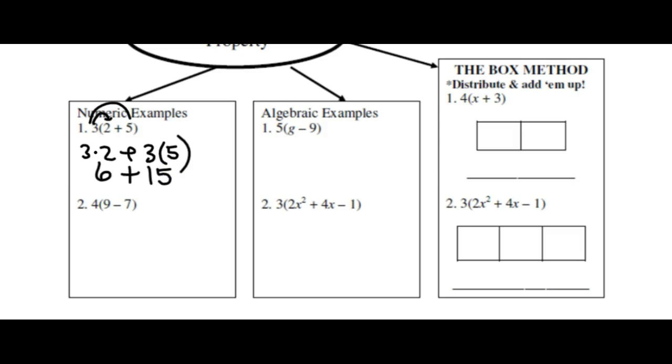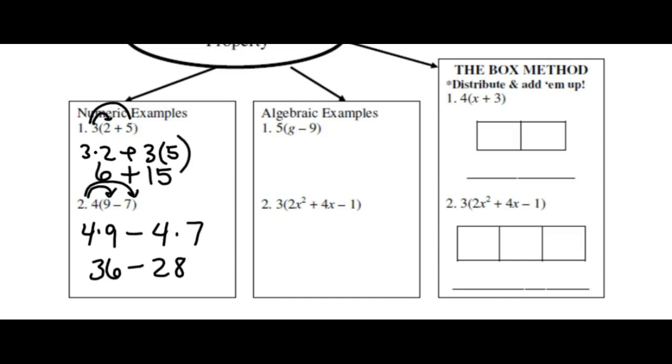And then we could actually simplify further, but here we're just showing the distributive property, so we're not going to simplify it further. Same thing on the second example, except now we don't have a plus sign, we have a minus, which is fine, because you can do this with addition or subtraction. 4 times 9 minus 4 times 9 is 36, so it would be 36 minus 28.